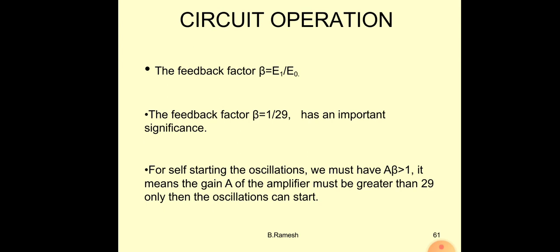The feedback factor beta equal to 1 by 29 has important significance. For self-starting of the oscillations, we must have A beta greater than 1. It means the gain of the amplifier must be greater than 29, then the oscillations can start. So when you apply the DC voltage and the gain reaches 29 dB, only then do the oscillations start in an RC oscillatory circuit.